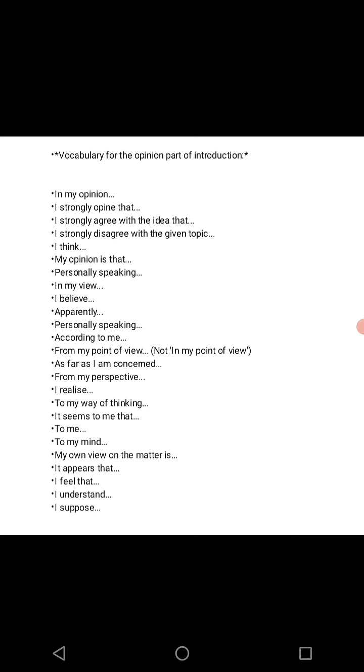I think, my opinion is that, personally speaking, in my view, I believe, apparently, according to me, from my point of view, as far as I am concerned, from my perspective, to my way of thinking. It seems to me that, to my mind, my own view on the matter is, it appears that, I feel that, I understand that, I suppose.